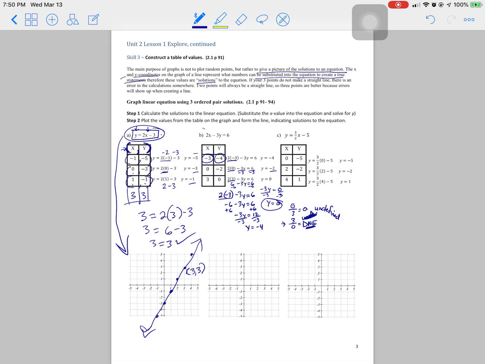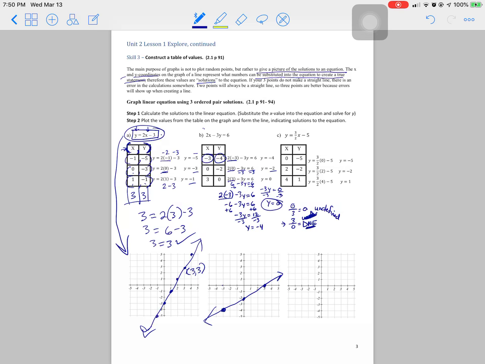I want to graph these down here. Where is negative 3, negative 4? Negative 3, negative 4. 0, negative 2. 3, 0. They make a line. I didn't mess up on my math.